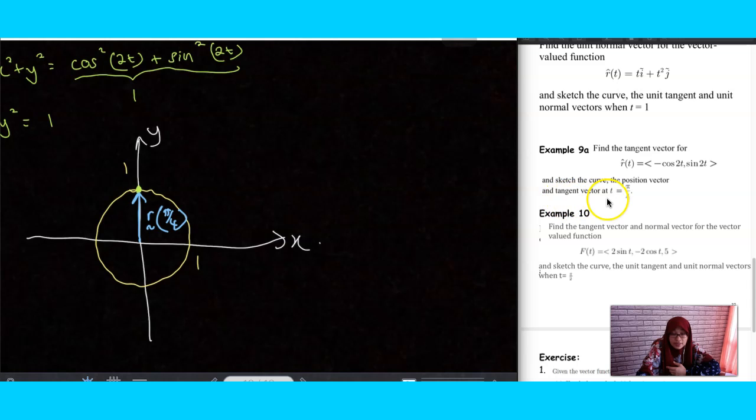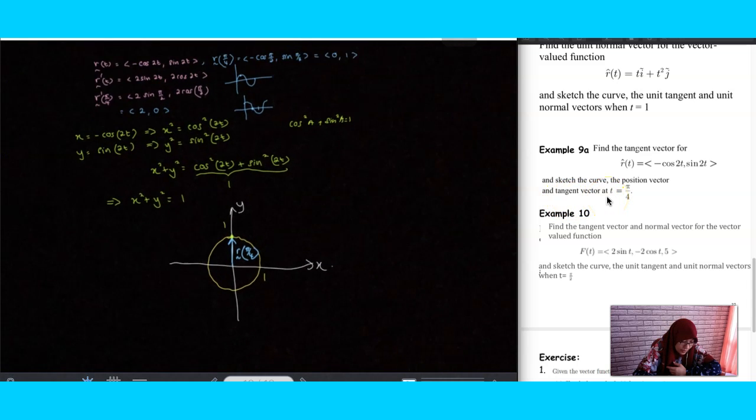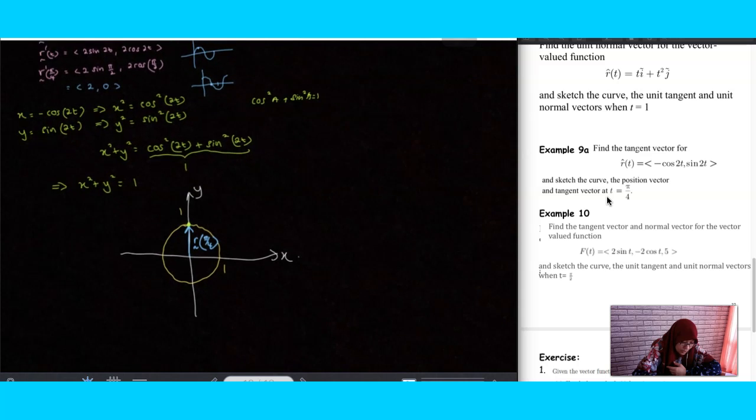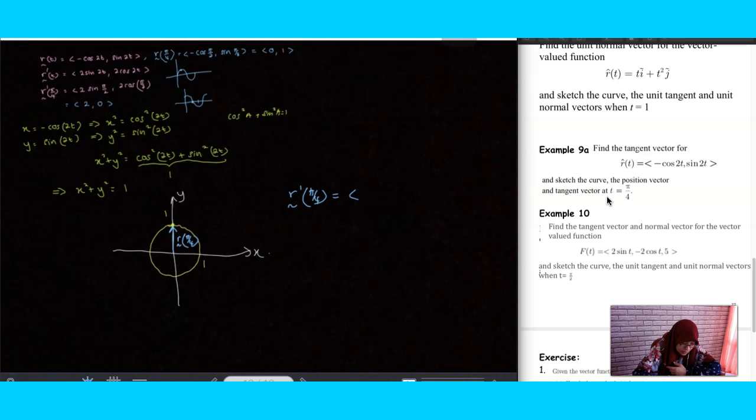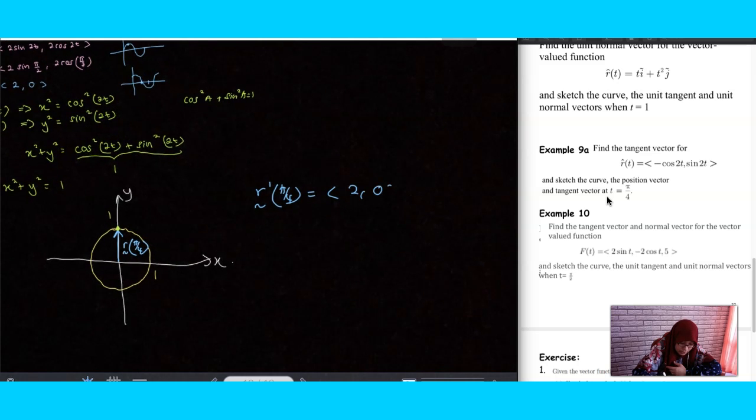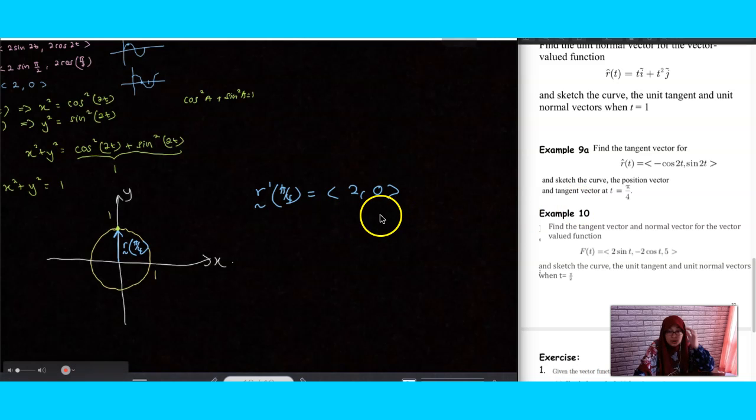And then where is the tangent vector? Your tangent vector, r prime at t equals pi over 4, from your calculation you got just now (2, 0). And remember the process of sketching the tangent vector, velocity vector, unit tangent vector, unit normal vector. They must start at your position. In this case, your position is at this point, (2, 0). So you should consider this just like your origin.